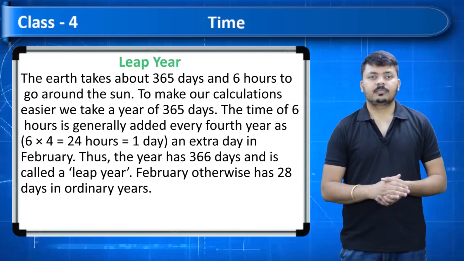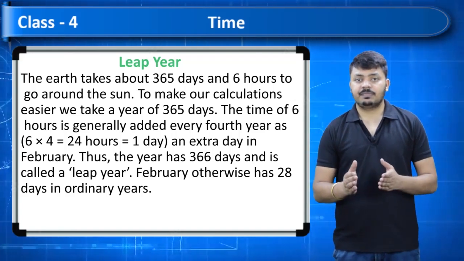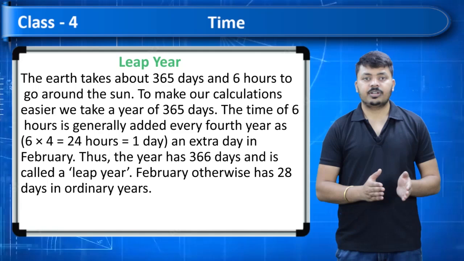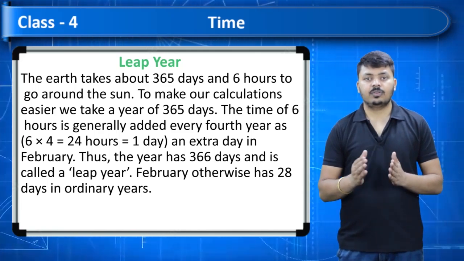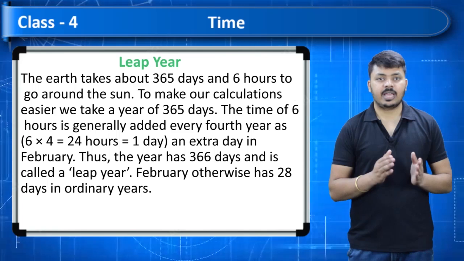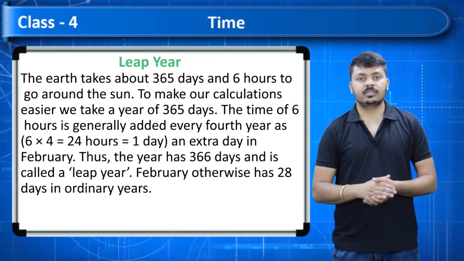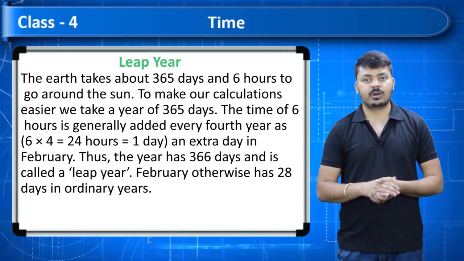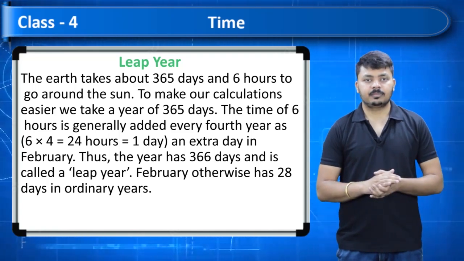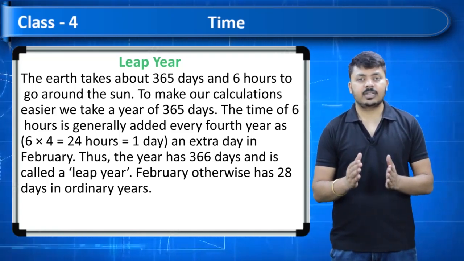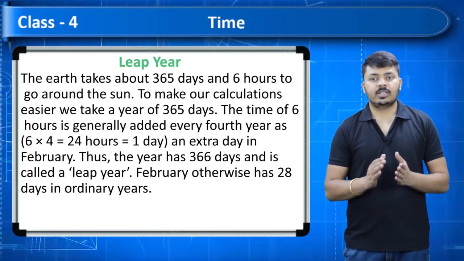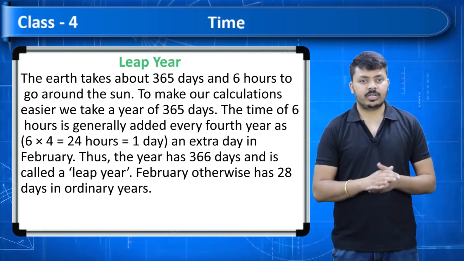Leap year. The earth takes about 365 days and 6 hours to go around the sun. To make our calculation easier, we take a year of 365 days. The time of 6 hours is generally added every 4th year, as 6 into 4 equals 24 hours, which is equal to 1 day, an extra day in February. Thus, the year has 366 days and is called a leap year. February otherwise has 28 days in ordinary years.